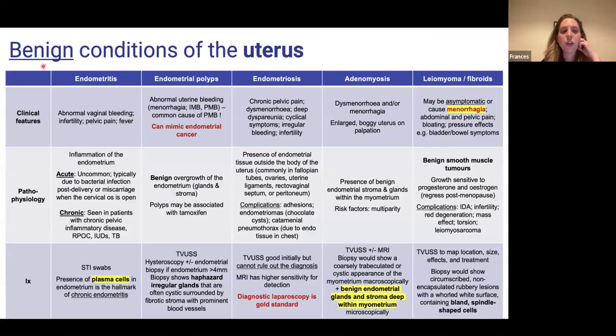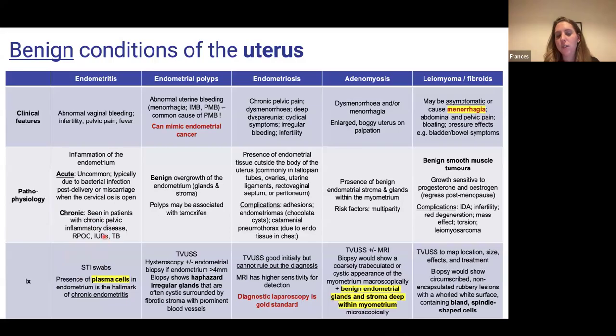Okay, so in the uterus, you have benign conditions. You have things like endometritis, so inflammation of the endometrium. This can be acute, which is quite uncommon actually, and would be more likely if you have some kind of bacterial infection after you've had a baby or a miscarriage, essentially when the cervix or the cervical os is open. Chronic endometritis is more common, and tends to be in patients who have chronic pelvic inflammatory disease. Maybe they have some retained products of conception, so they might have had a termination of pregnancy, but there's still some pregnancy tissue within the uterus that causes inflammation.